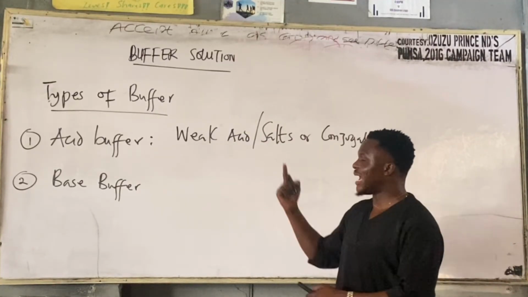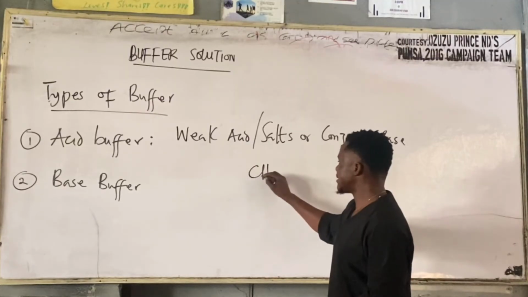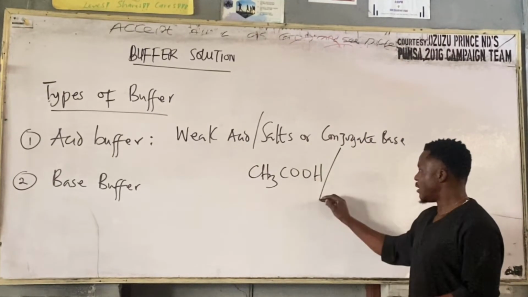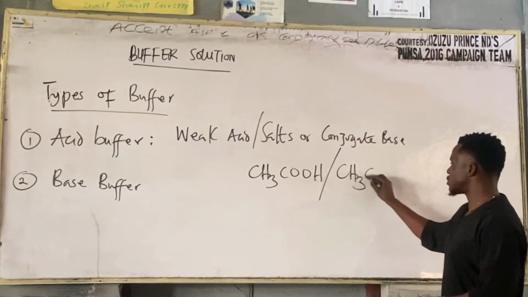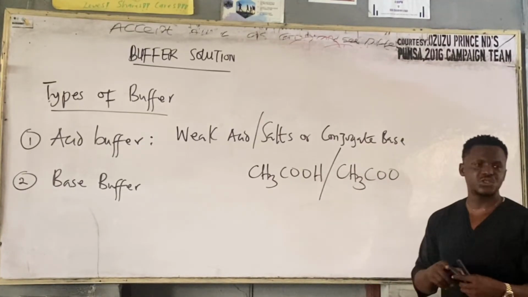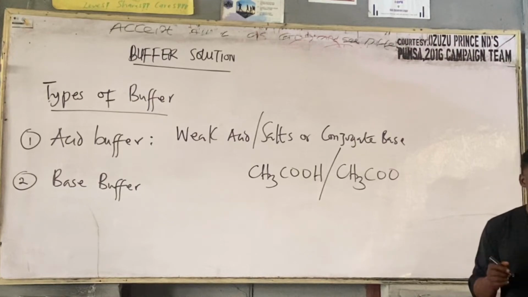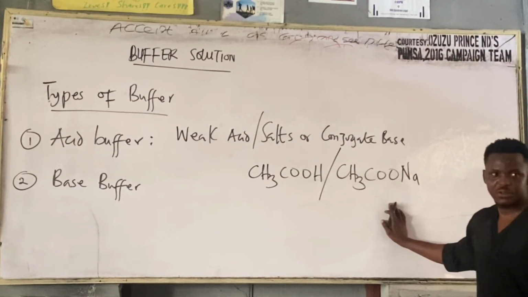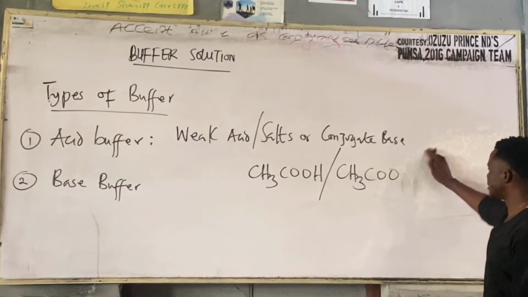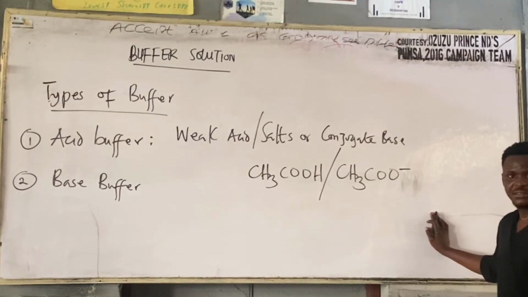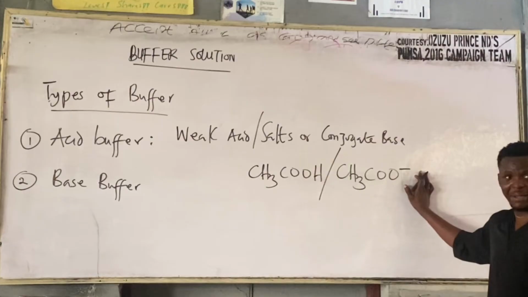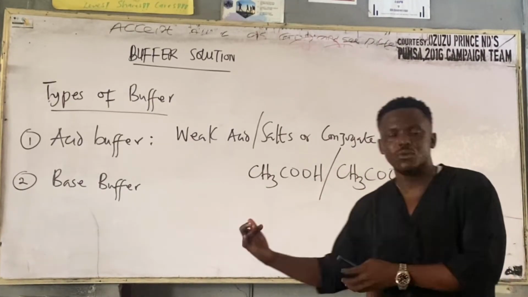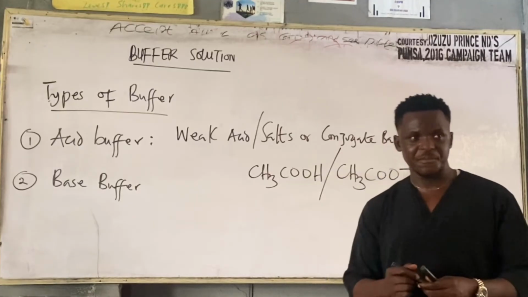Now, an example of an acid buffer is the acetic acid buffer. This is an acid. You combine it with the salt. Remember, a salt is formed when the hydrogen ion of an acid is replaced with a metal. If you put this here, this is actually a buffer solution. But most of the time, you can just have this with a conjugate base, which is CH3COO-. So this is the most common example of a buffer solution you're going to be seeing. Alright?